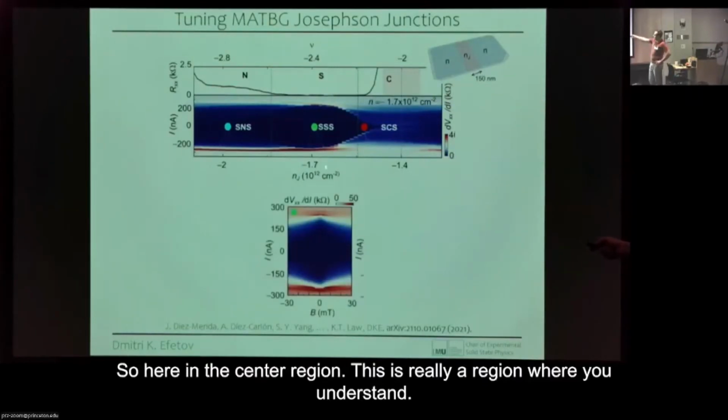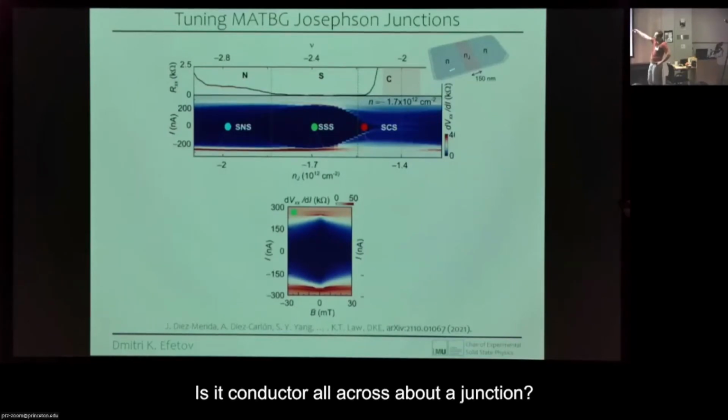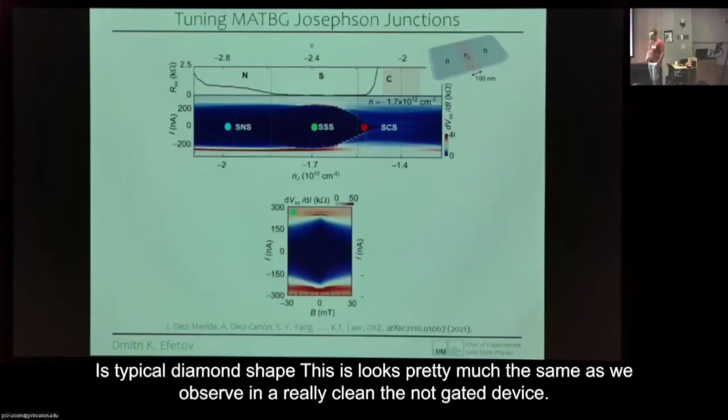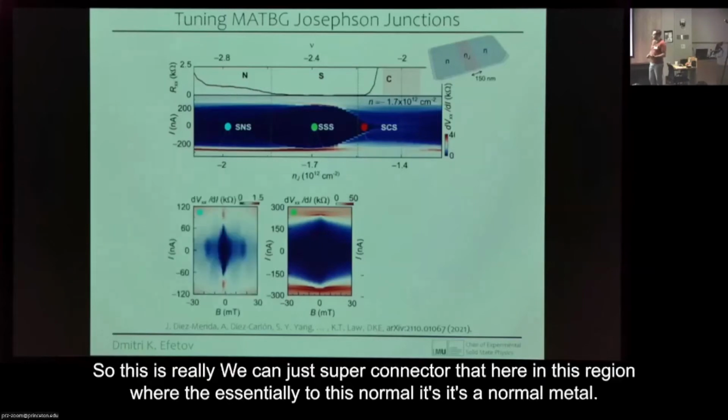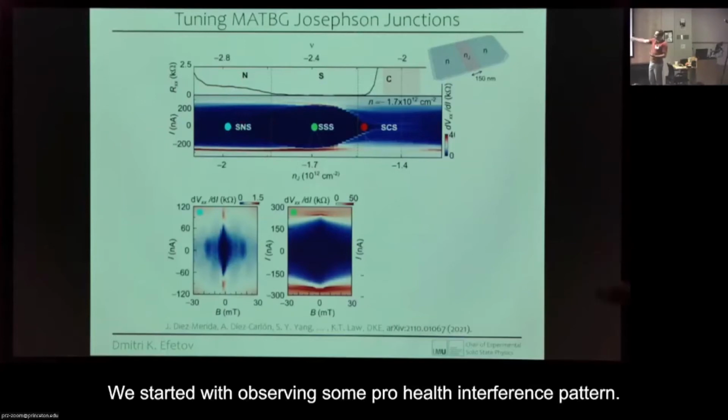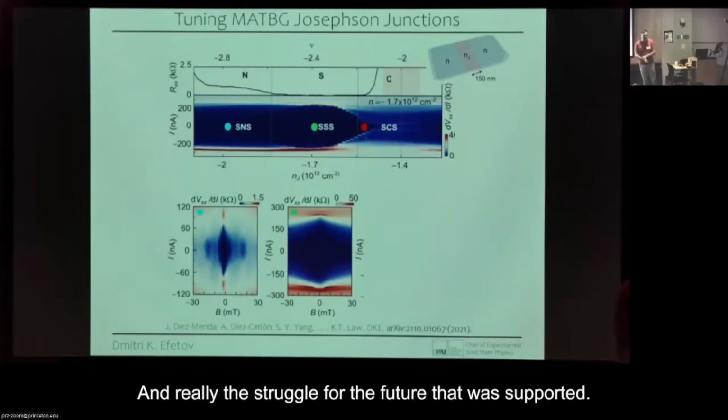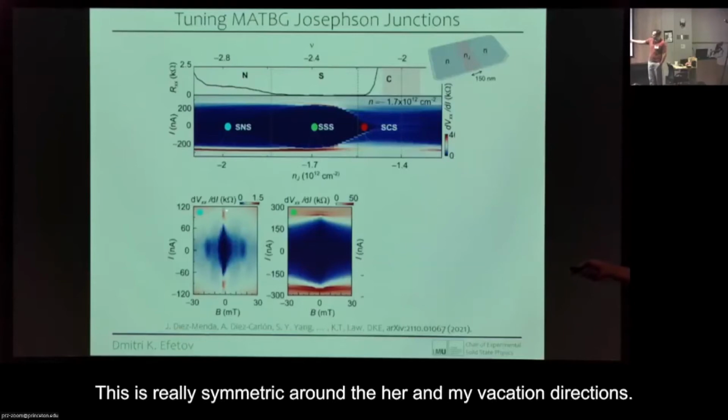So here in the center region, this is a region where we understand it as an SSS, so it's really a homogeneous superconductor all across without any junction. We observed this typical diamond-shaped superconducting region. This looks pretty much the same as we observe in a really clean non-gated device, so this is consistent with a continuous superconductor. Then in this region where the central region is a normal metal, we start observing a Fraunhofer interference pattern. And what's important is that it's symmetric along the current and magnetic field directions.